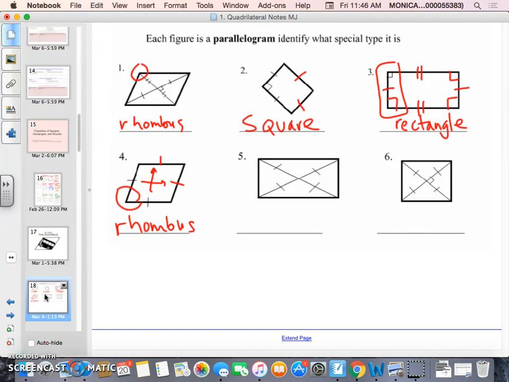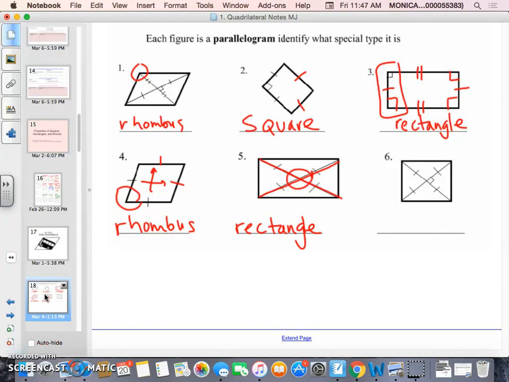And I know that if I were to draw the diagonals in, they would cross at a 90-degree angle. And here we go. So I see that these two diagonals are equal to each other, and they don't cross here at a 90-degree angle, but they're all congruent, so I'm going to say this is a rectangle.